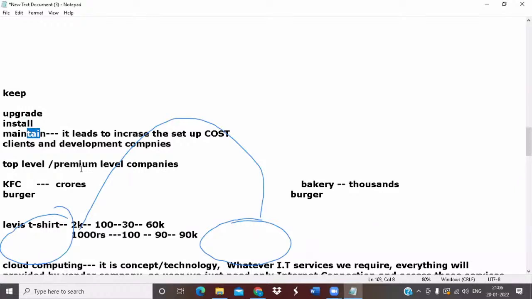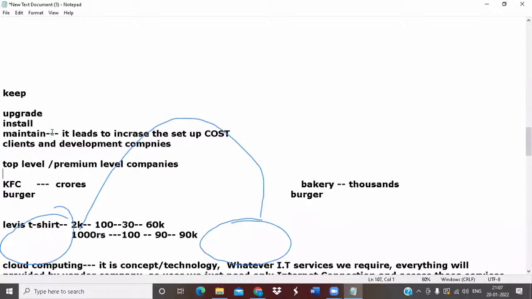Upgradation, installation, maintenance, everything was taken care of by clients and development companies. But nowadays, once cloud computing came into the market, upgradation, installation, maintenance, everything is taken care of by the vendor company. That is why, the moment cloud computing came into the market, both clients and development companies were relieved from the burden of upgrading, installing, and maintaining the software. All of you understand what I am speaking here?